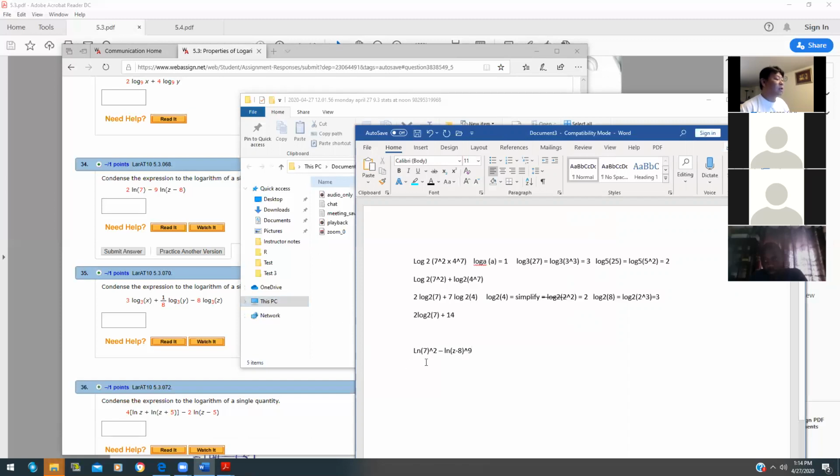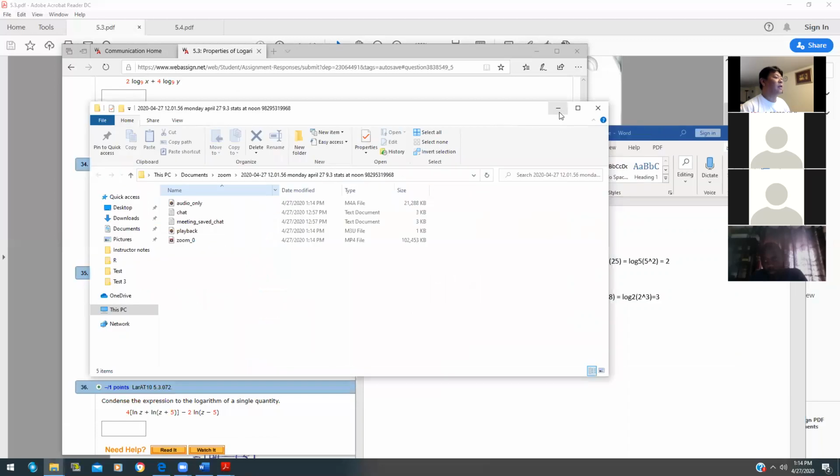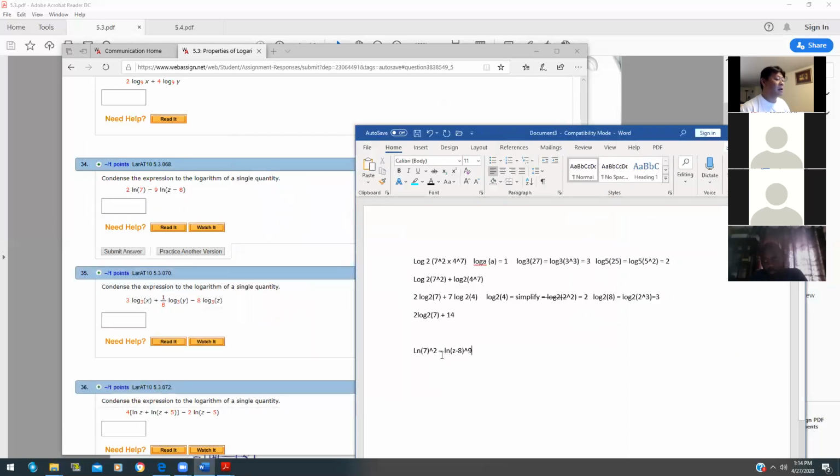And then what do we do when you have subtraction? Anyone know what to do when you have subtraction? Subtraction means we have to do what? Divide. So in this case, you only need one ln. When you write the condensed form, you only need to write 1. So this is ln. What is 7 squared? 7 squared is 49 divided by z minus 8 to the power of 9.